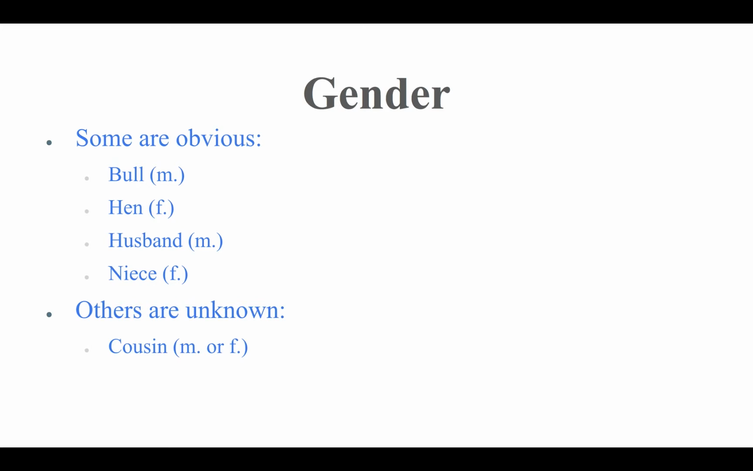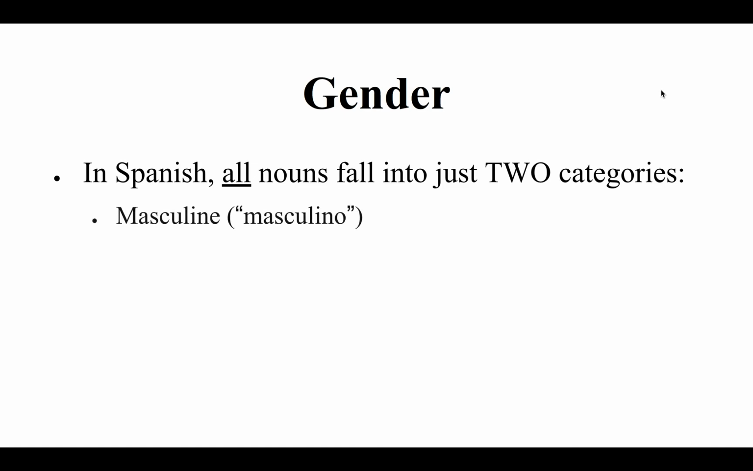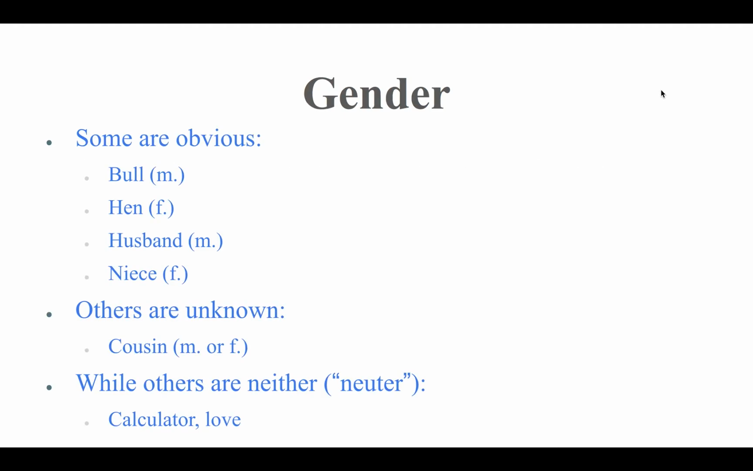Other words like cousin could be a male or a female. Or if you think of the word sibling, a sibling could be masculine or feminine. We could also make it more specific and say brother. That would be masculine, and sister would be feminine. But what about objects that are not human, such as a calculator or love or a phone? Things that are not human or not living, in English, there's no masculine or feminine quality to them.